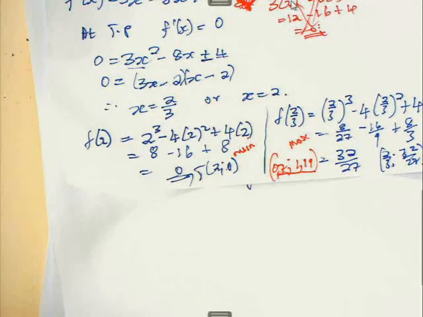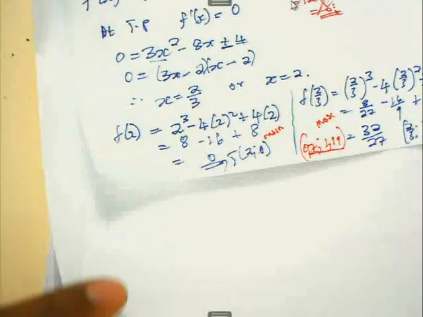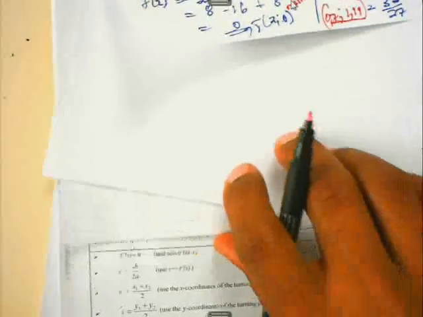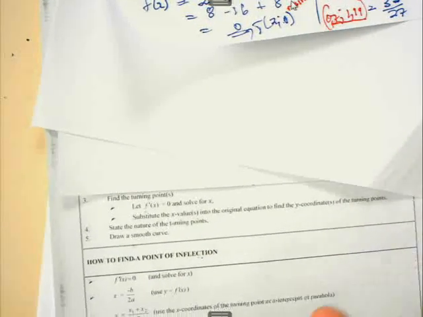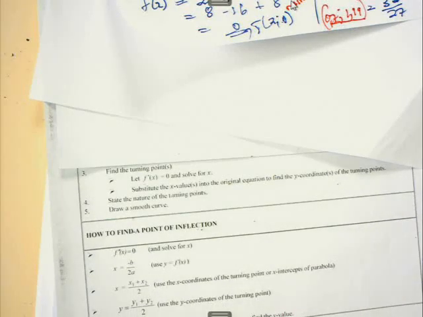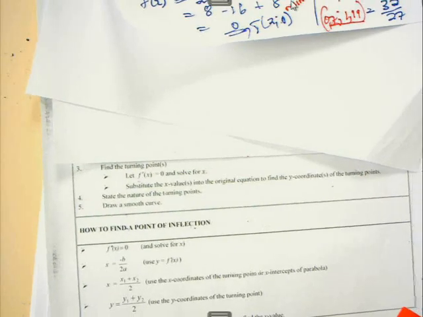Good. Now, from this one, let us quickly look at the last part that I said to look at later on, after we have sketched the smooth curve of the cubic functions. The last part is how do we determine the point of inflection? It's very important.